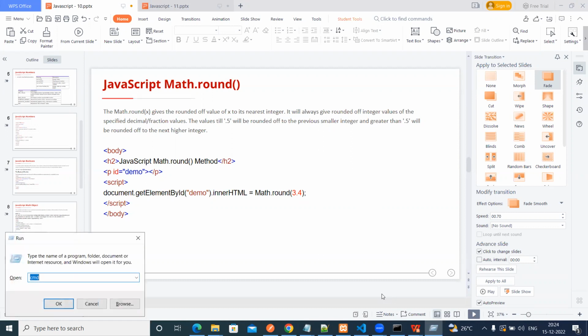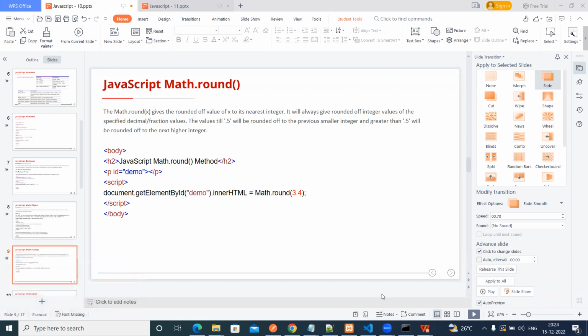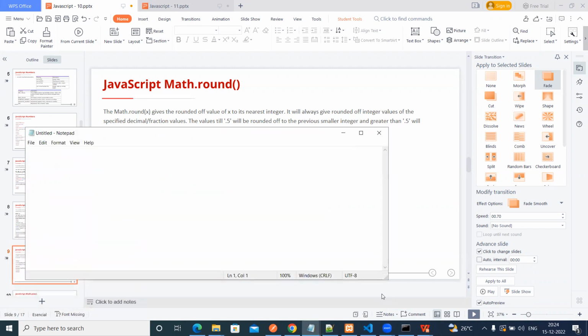So for example, if our value is 2.4, the nearest integer is 2. If it is 2.5, then the nearest integer is 3 only. So if it is exactly halfway, it always goes forward. If it is 2.9, it will give 3. Clear? So this way the function will work.